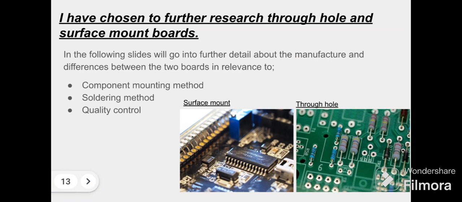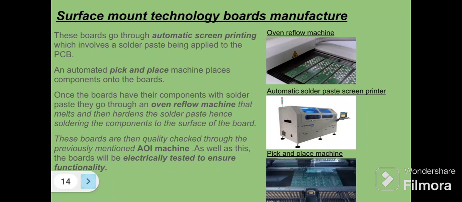Now, I've chosen to further research through-hole and surface mount boards, so I'm just going to go into more detail about it. So the component mounting method, soldering method, and quality control. Now, I've already explained how a circuit board is manufactured, so if that's all you're looking for, feel free to click off the video now. But in the next slides, I'm just going to go into a bit more detail about the surface mount and through-hole boards.